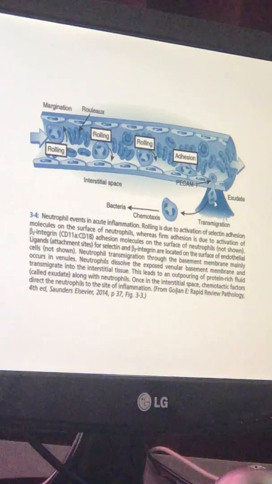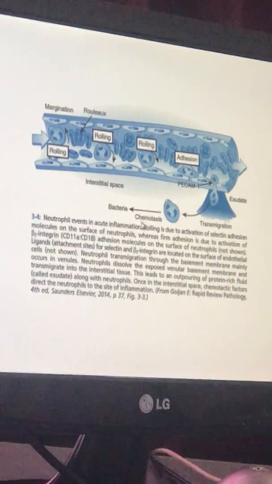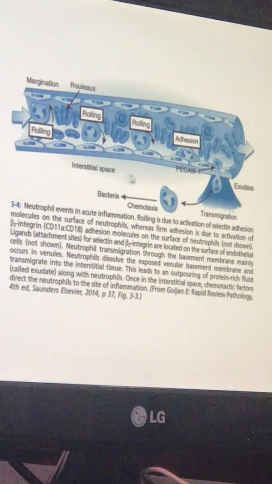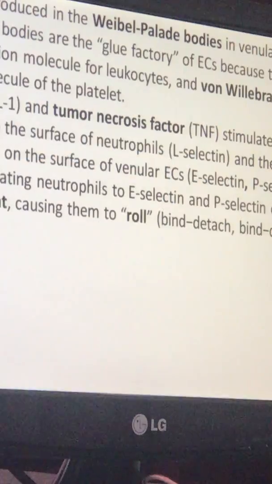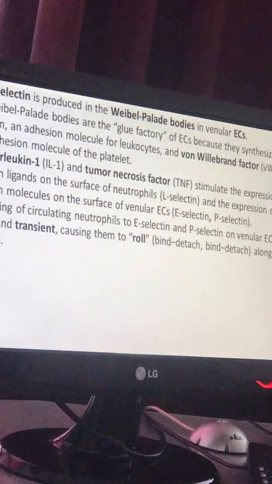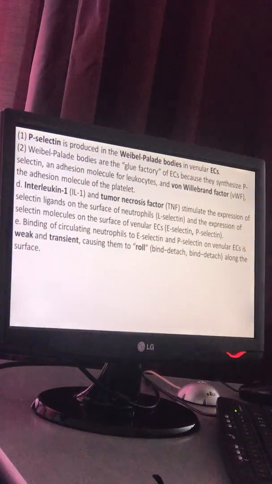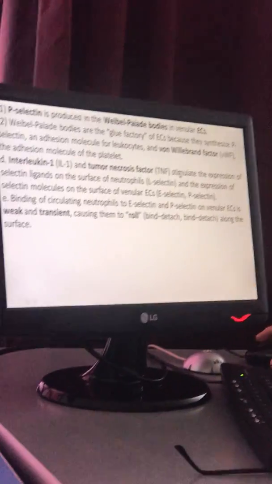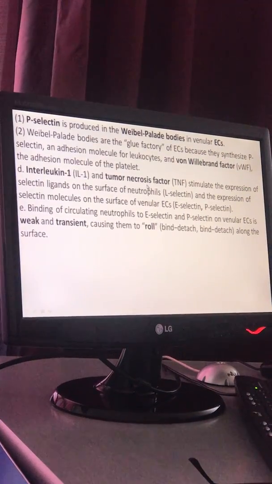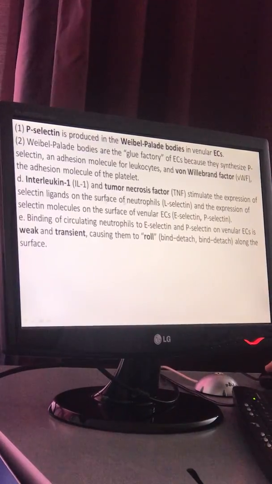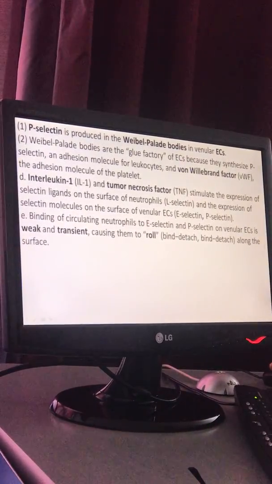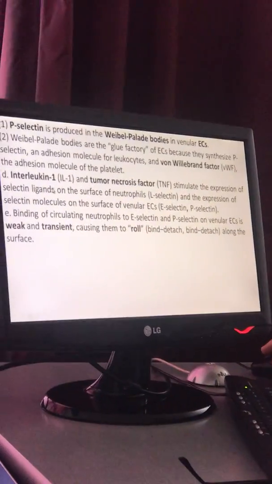Now, after transmigration, we have chemotaxis due to secretion of chemical mediators by bacteria, by the inflammatory cells, the tissues, and also some molecules present in the exudate. Here it names some of the chemical mediators such as interleukin-1 and tumor necrosis factor. These two molecules are very important. They are important also in formation of fever, interleukin-1 and tumor necrosis factor. These stimulate expression of selectin ligand.